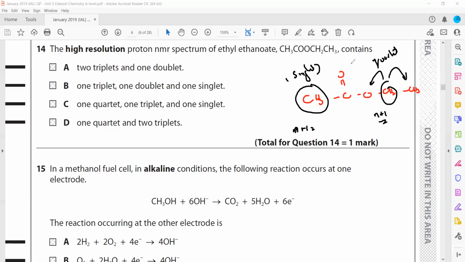And then the third one, this CH3, the number of neighbors is 2, so 2+1, 3. So this will give a triplet. So there will be a triplet, a quartet, and a singlet. One quartet, one triplet, and one singlet. That's why C is the right answer for this.